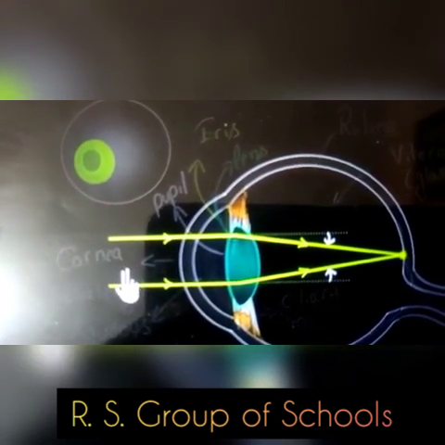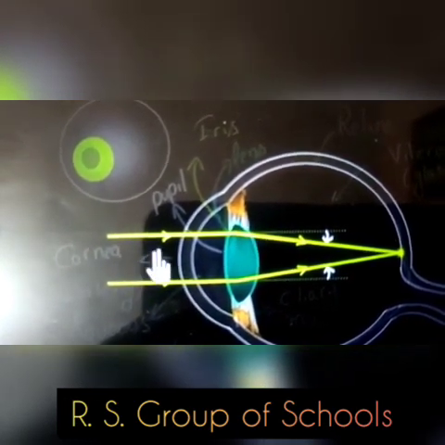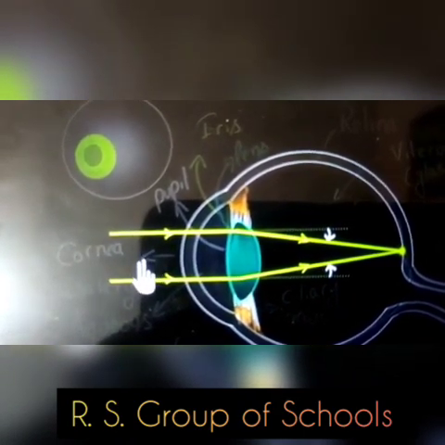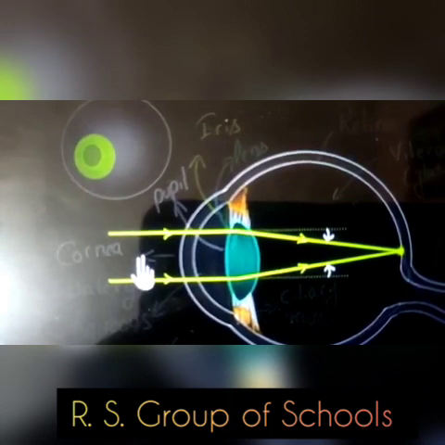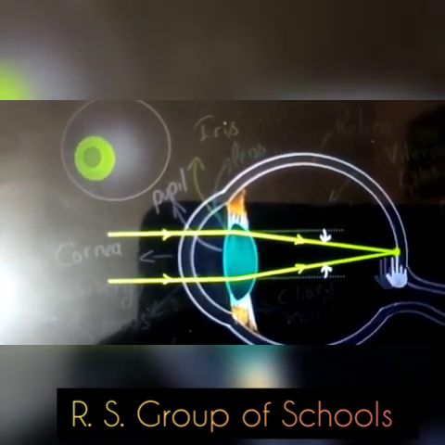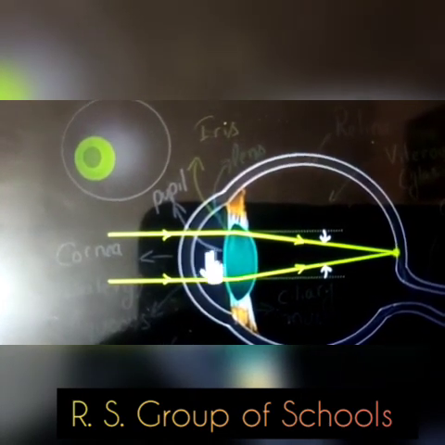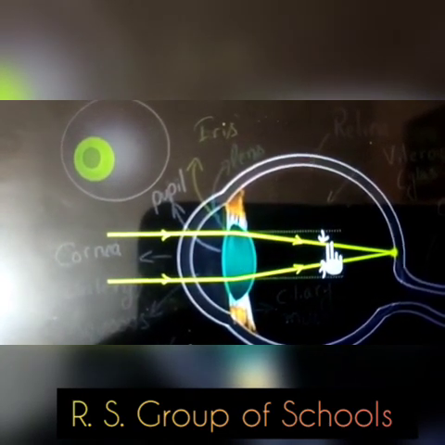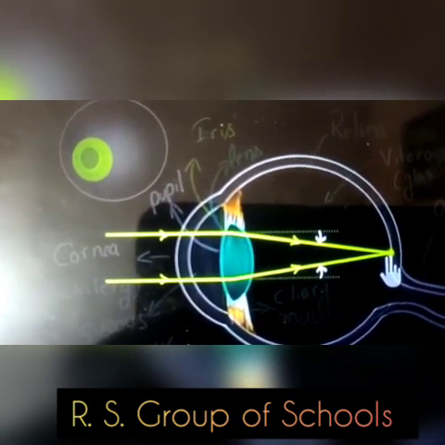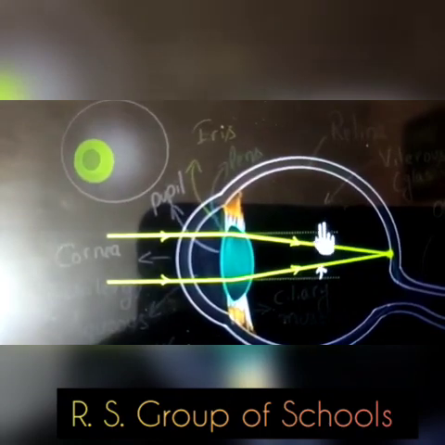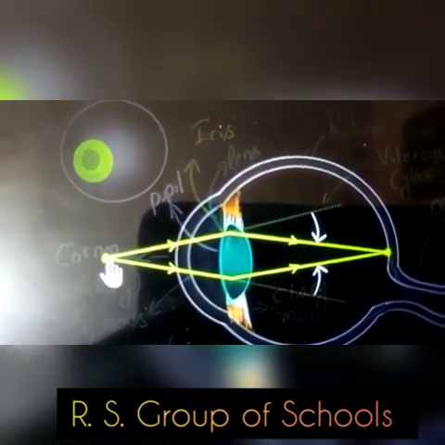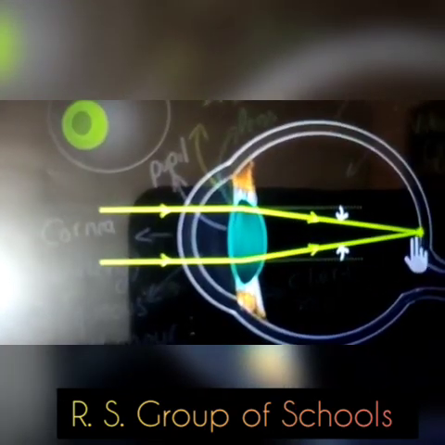The first case is when the object is very far away from the human eye. In this case, parallel light rays are coming to the lens, and this lens focuses these light rays on the retina. Here we observe that the angle by which these light rays are bent is not too much. It means the power of the lens is not too much.